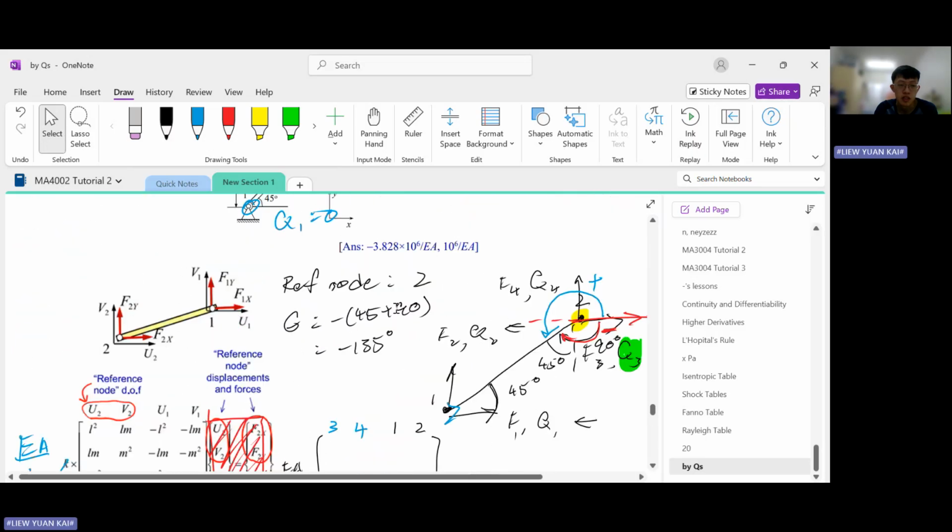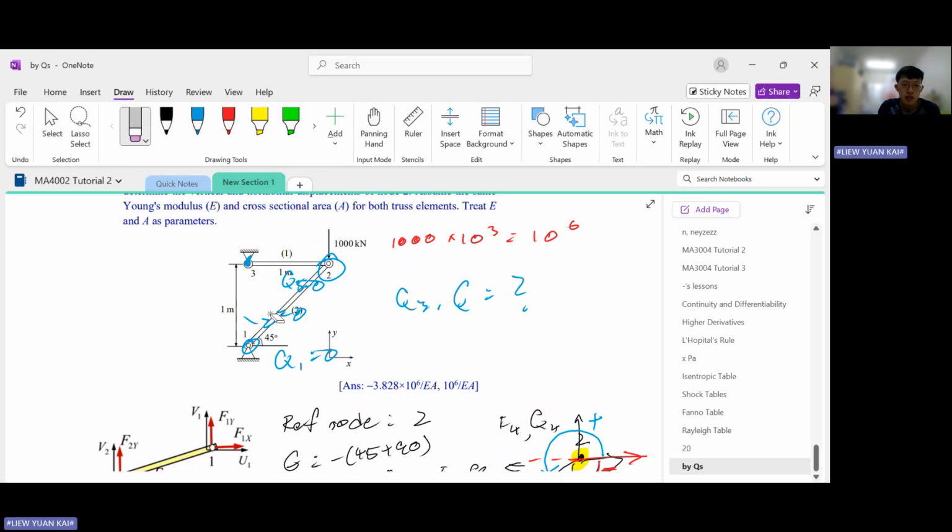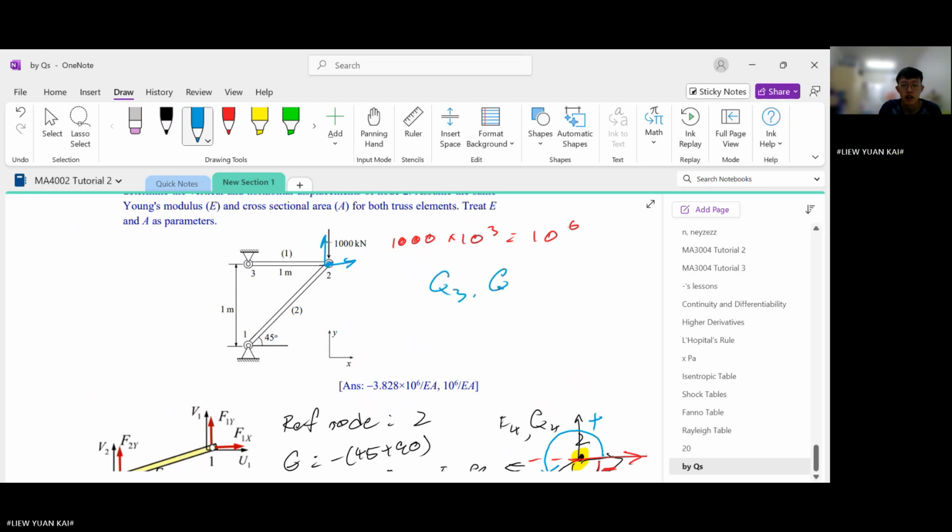Okay, so what I mean by the boundary conditions, you look at the displacement of the nodes. Okay, so let me clean this up for a bit. So they want us to find the displacement of node 2, right? So that means Q3, Q4 are unknown. But we know for sure that they're non-zero. Okay, they're non-zero.